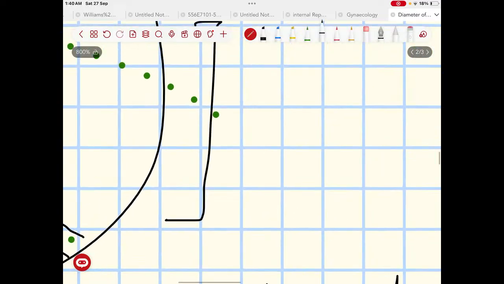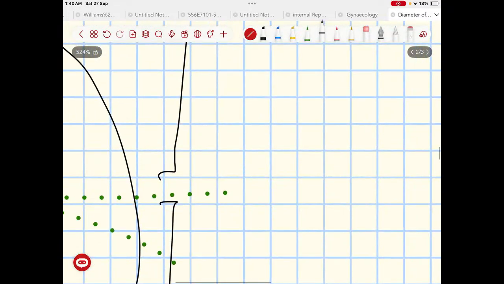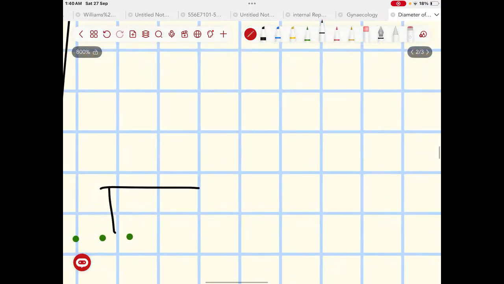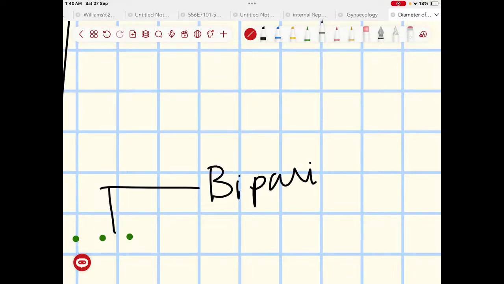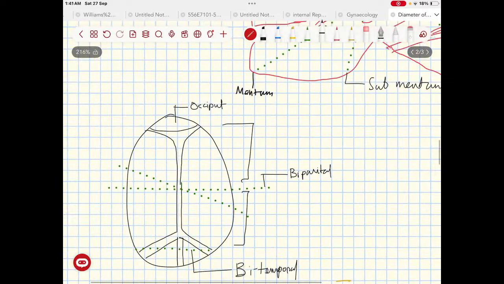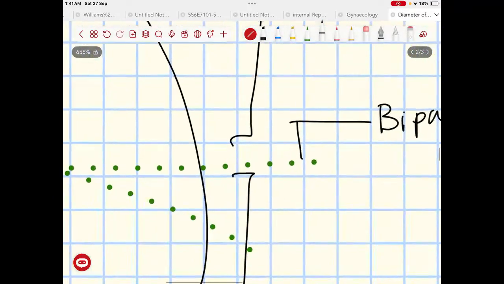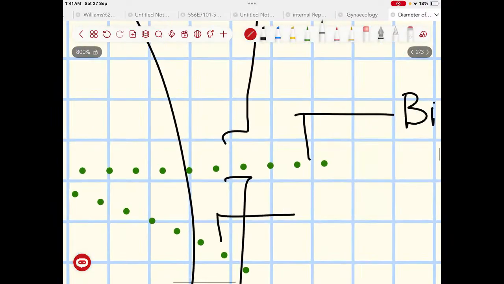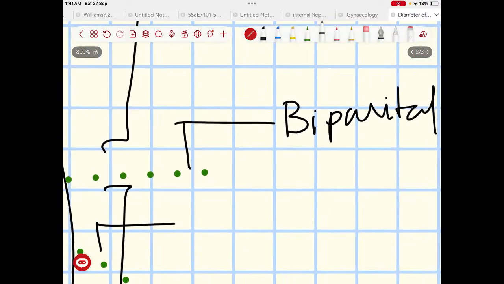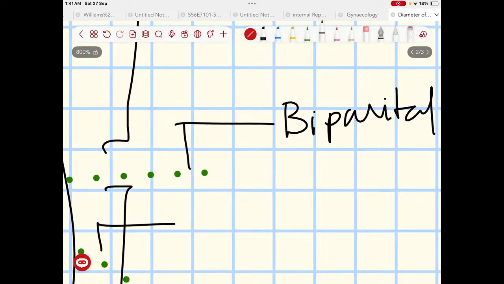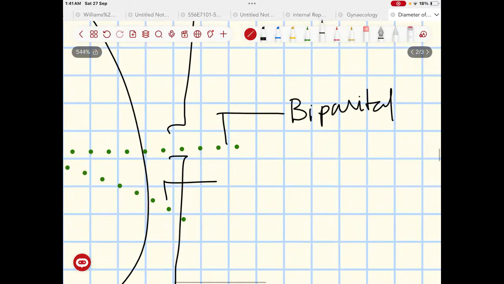This is called what? Bitemporal, and in between the two it is called the biparietal, because it divides the parietal lobe. Biparietal. So it is called parietal lobe, and the another one is the supraparietal, something like supraparietal. I forget that name.